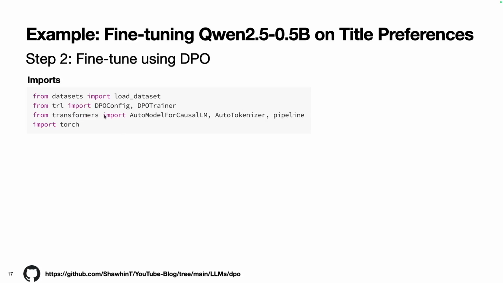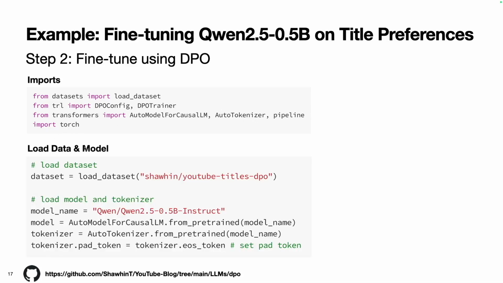Then I import the transformers library. So this has some handy things for importing the model that we're going to fine tune, its tokenizer, and generating responses from it. And then I also import PyTorch. Then I load in the dataset and the model. So the dataset is what we saw in the previous slide. The base model is this one. So I'm using this instruction tuned version of Qwen 2.5.